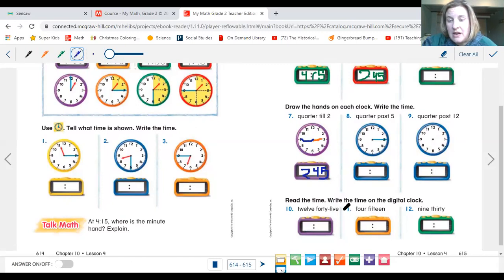It says numbers 10, 11, and 12. Read the time. Write the time on the digital clock. 12:45. So you're going to write 12. So 1, 2, and then 45. So I put a 4 and a 5 there. All right. Okay, remember, pause, finish. Don't lose your place there.